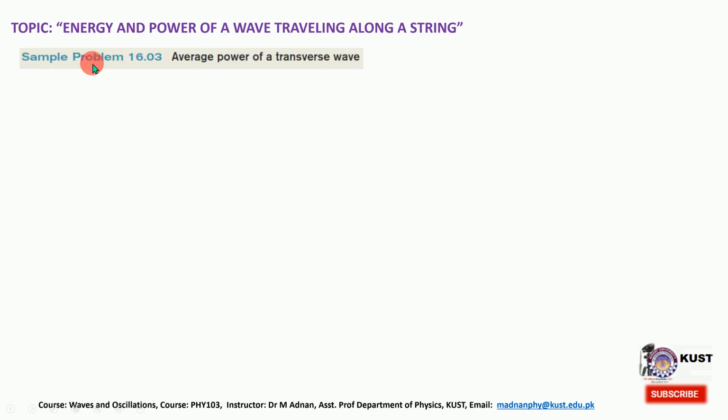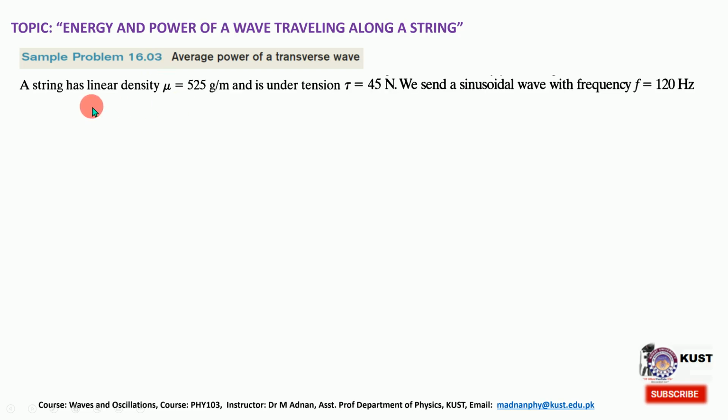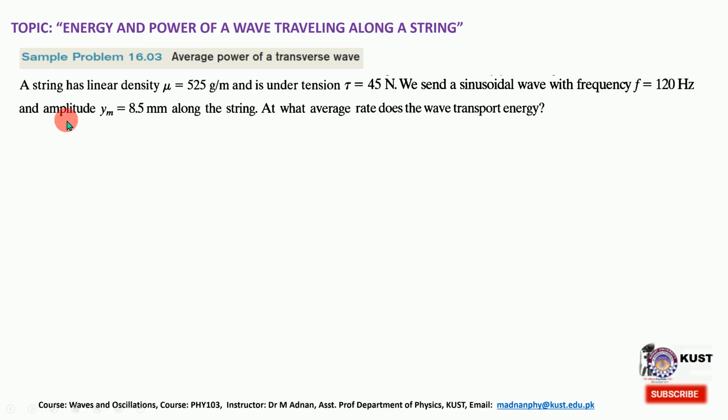Now we will be solving a simple problem, sample problem 16.3, and the statement is: a string has a linear mass density mu, and is under a tension of 45 Newton. Over that string, we send a sinusoidal wave with a frequency of 120 hertz. That is, in 1 second, the rope is oscillating 120 times. The amplitude is 8.5 millimeter. Now we need to find out at what average rate the wave transports energy.